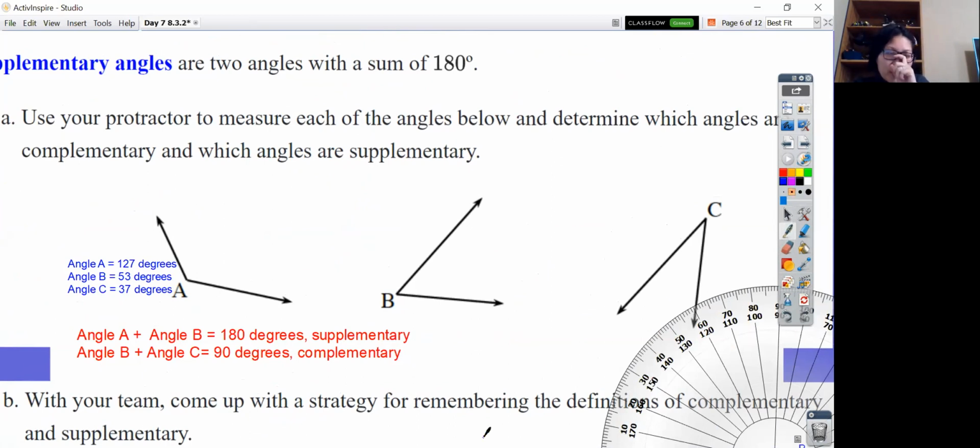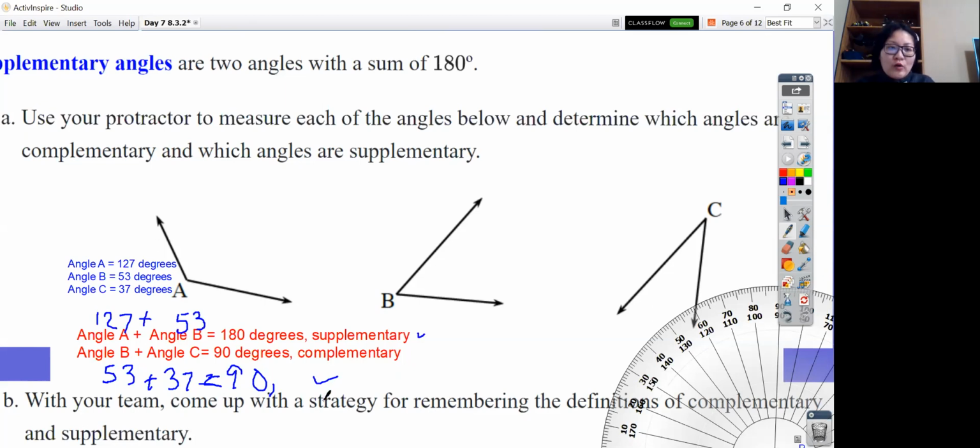All right. So what is your angle A? 127 degrees. Plus angle B, which is 53 degrees. Add them up. It equals 180 degrees. Supplementary angles. Angle B is 53. Add angle C, 37. Add them up, the sum is 90 degrees. So we call it complementary angles.